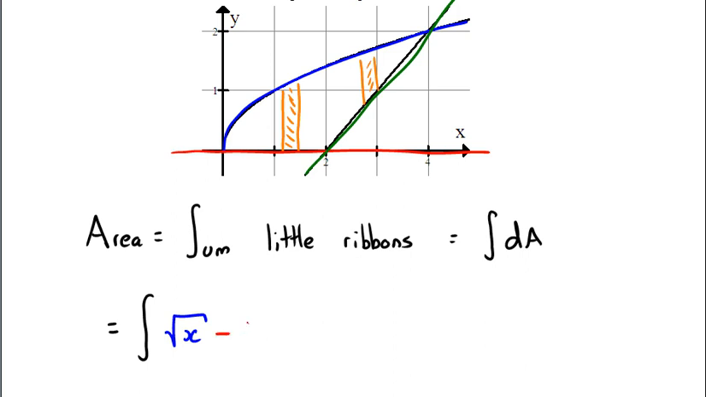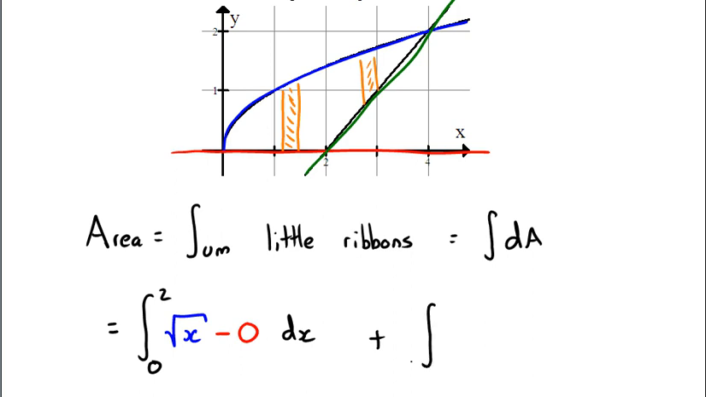Root x minus 0 and a little dx for how wide it is. Oh, x's are in charge. Looks like for that we're going to integrate from 0 to the place where we switch from red on the bottom to green on the bottom. So that's at 2. And then one more of these.